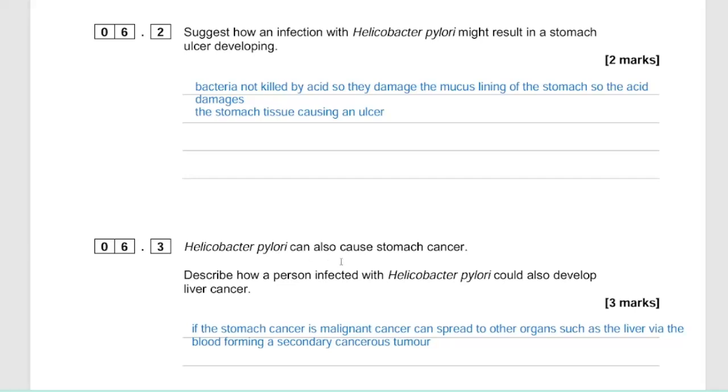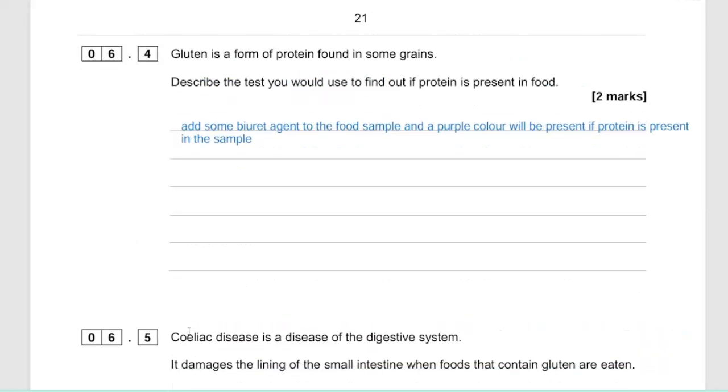This bacteria can also cause stomach cancer. Describe how a person infected with it could also develop liver cancer. So if the stomach cancer is malignant, it can spread to other organs such as the liver via the blood by forming a secondary tumour. So basically the cancer spreads, a bit of it can break off into the bloodstream if the cancer is malignant, and then that bit of the cancer attaches to a part in the liver, causing liver cancer.